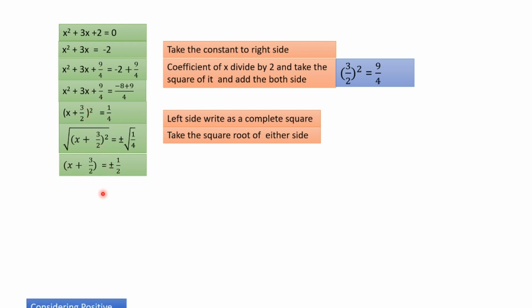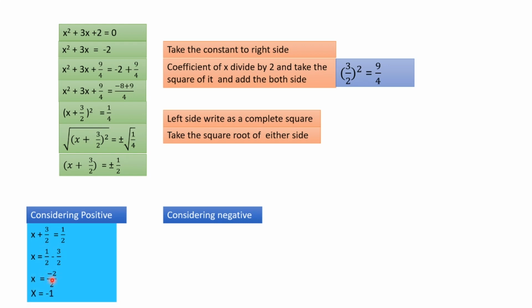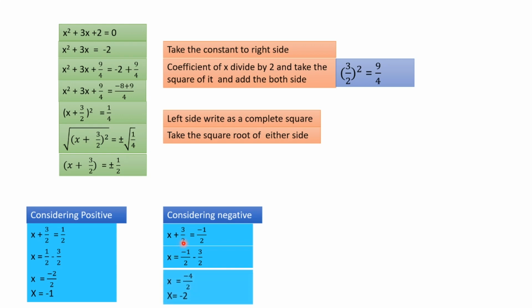Here, the last value you can consider the positive of this one. I just take the positive and I solve it. Plus 3 over 2 bring to the other side. Then the final answer is minus 2 by 2, minus 1. And here also the same, take the minus value. This one bring to the other side. So minus 4 by 2, minus 2. You can pause the video and revise again, then you can get the idea.